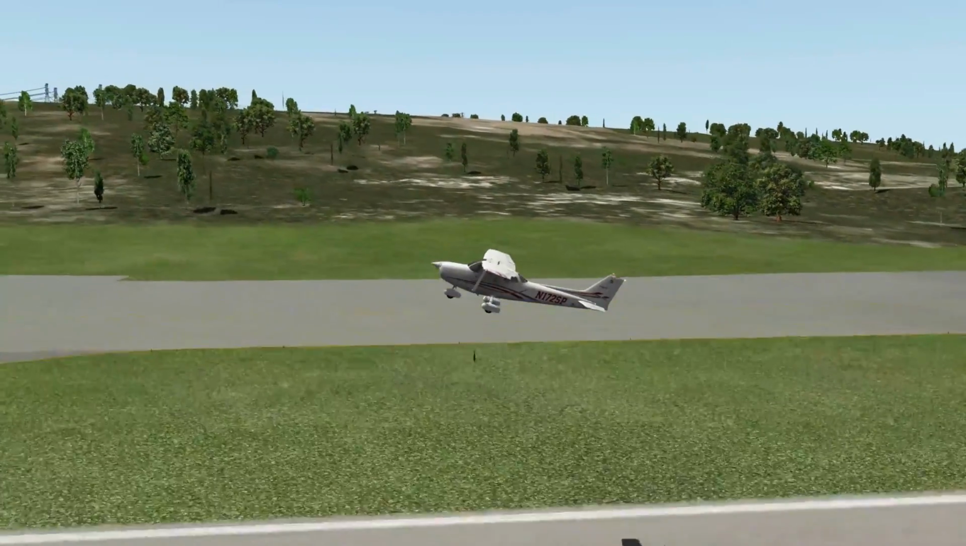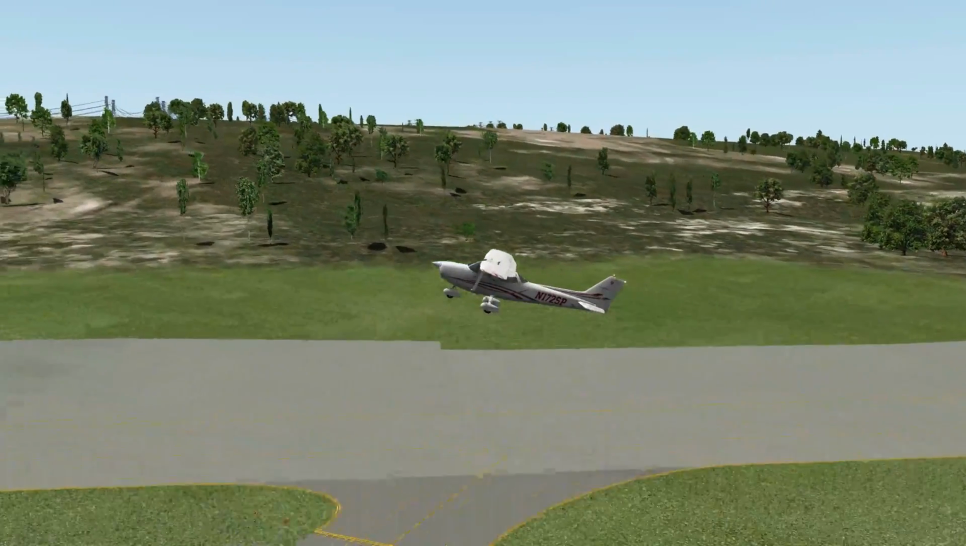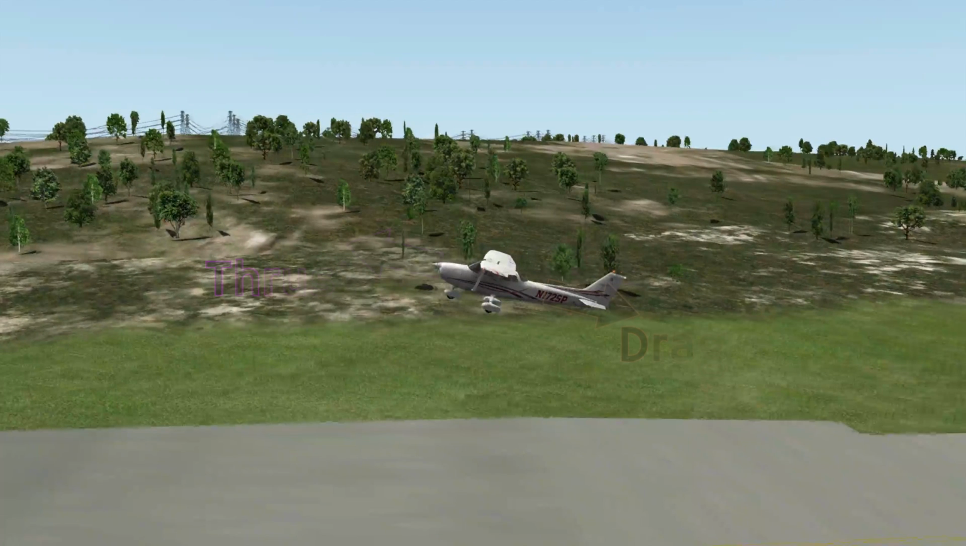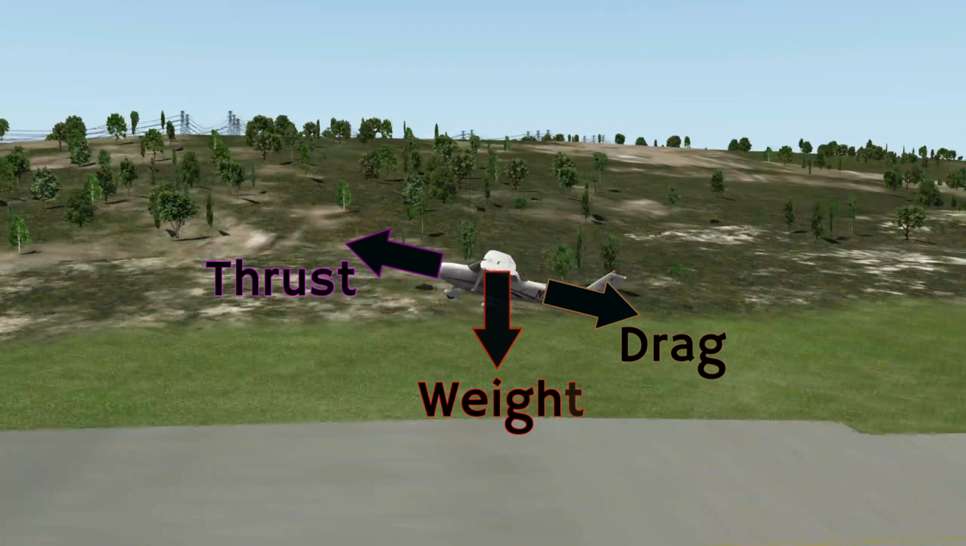Whilst climbing at a fixed speed, for example, the best angle of climb speed, the thrust and drag being generated by the aircraft will be equal, and it will be neither accelerating or decelerating. The weight of the aircraft remains the same, but as we have increased the angle of attack, the lift is now greater than the weight. Therefore, the aircraft accelerates upwards as the forces no longer balance.